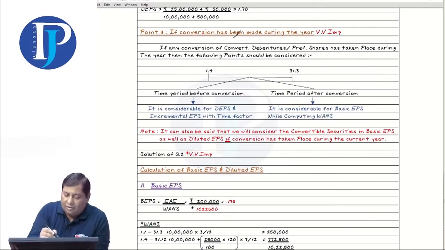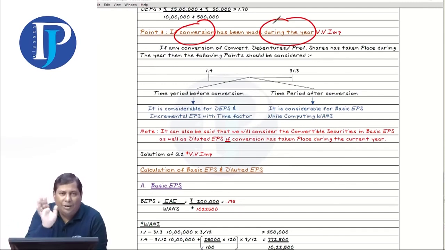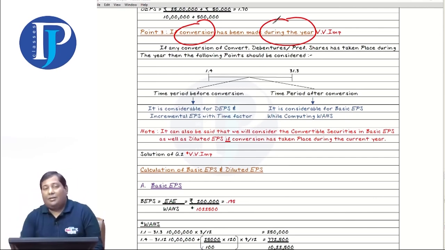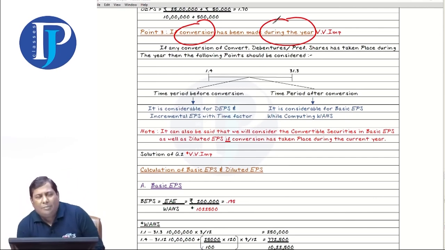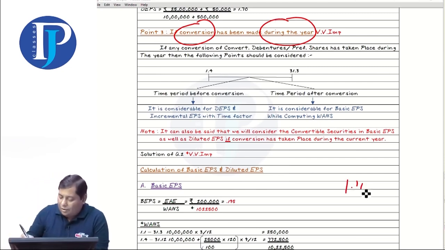Then I told you that conversion during the year is also possible. The issue will be during the year, and it can be conversion also. Suppose you have convertible debentures and you converted them. You might say that if you have converted them, then you should go to basic. No. Let's say that you did the conversion on 1st October.